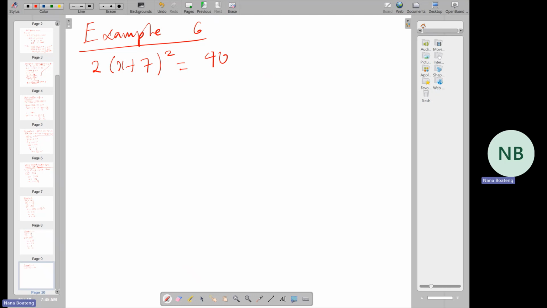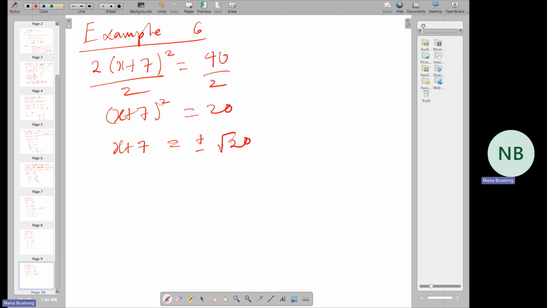So the first thing that we do, we see a 2 in front of the x plus 7 squared, so we divide both sides by 2. And so that gives us x plus 7 squared is equal to 20. And from here, if we take the square root on both sides, then we have x plus 7 is equal to plus or minus the square root of 20, right? The square root of x plus 7 squared is x plus 7.